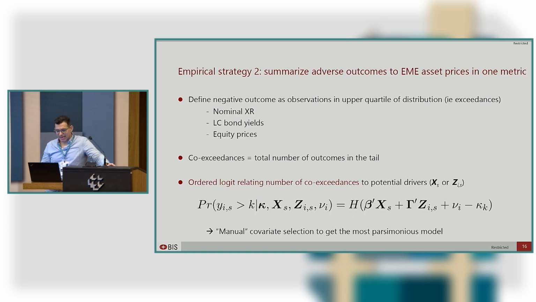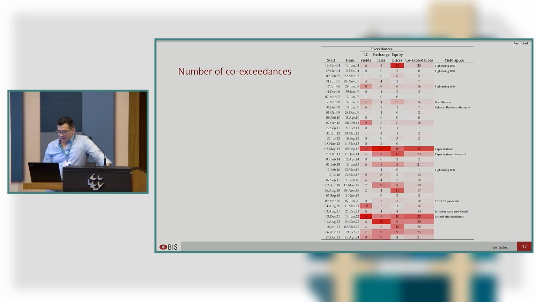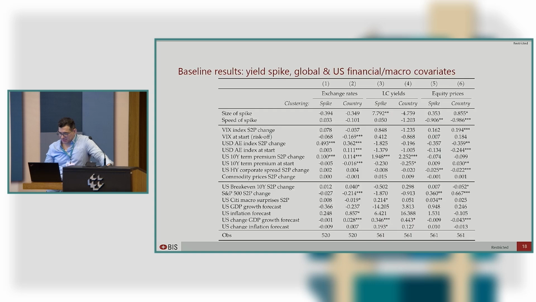And in the analysis of coincidences, basically what we're going to do is compute the number of extreme, negative realizations of these asset prices by country. We're going to count that, and we're going to estimate an ordered logit model on the number of coincidences. This is how that looks, the number of coincidences, but let me show you some of the results.